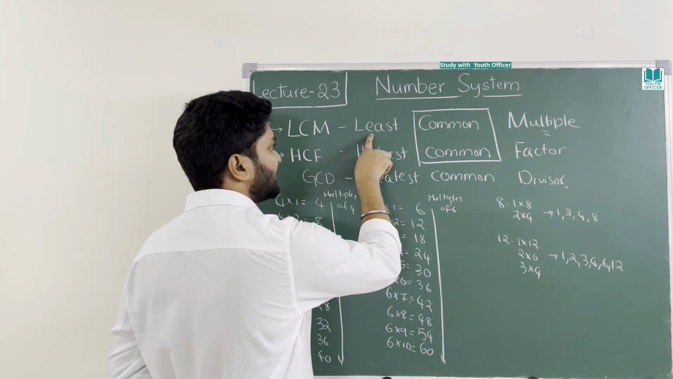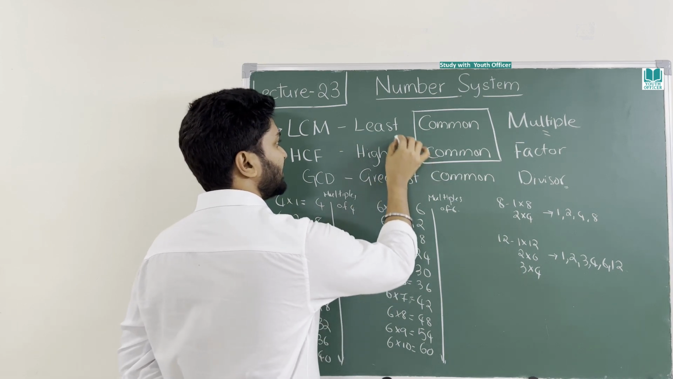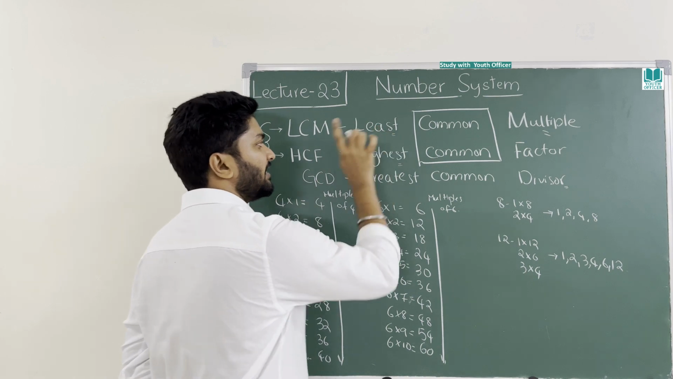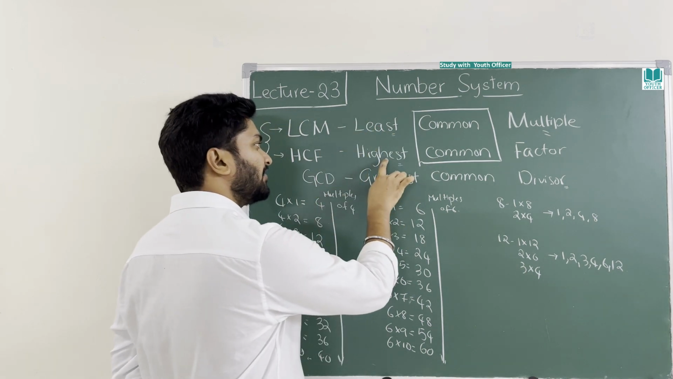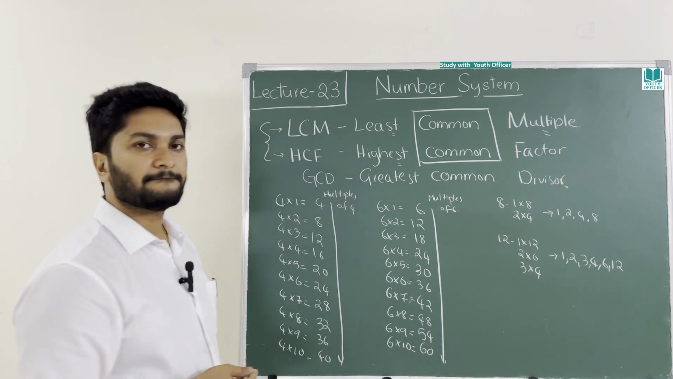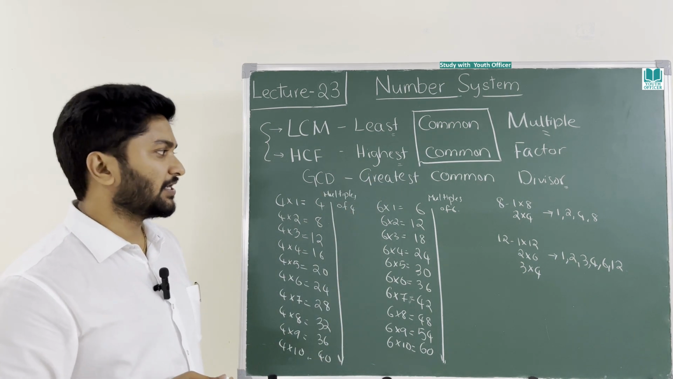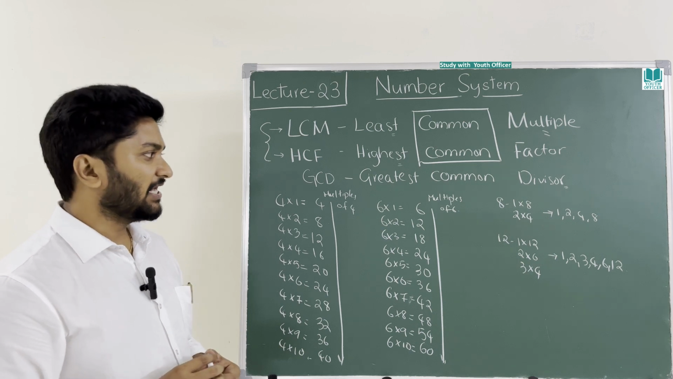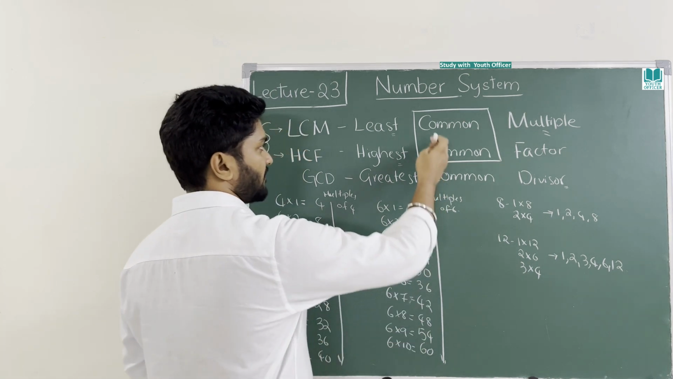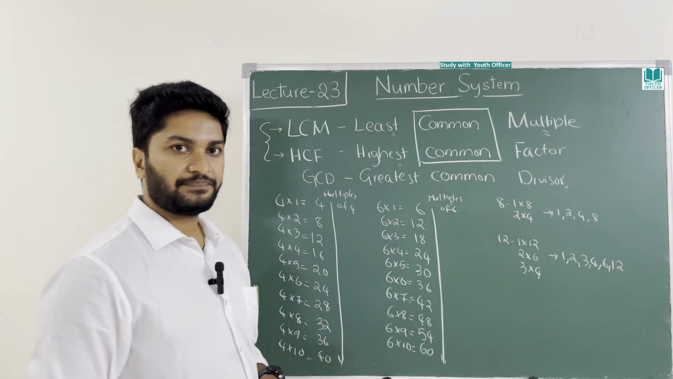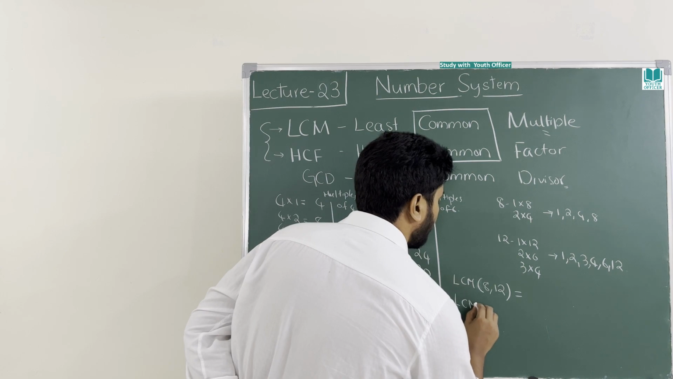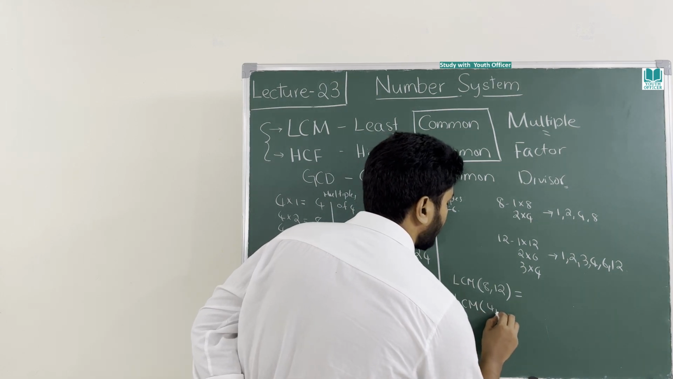Now there is a least here, there is a highest here. Why do you have to take a least here? Why not highest here? And why do you have to take only highest here? Why not least? Have you ever thought about it? I will explain you. Okay. Now first of all we will see what is common. We will find LCM of 4, 6.